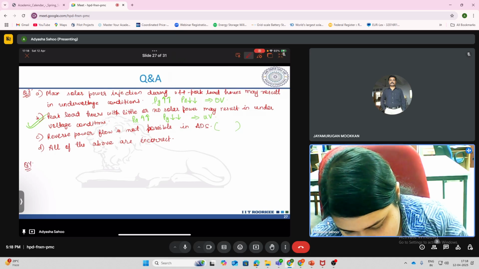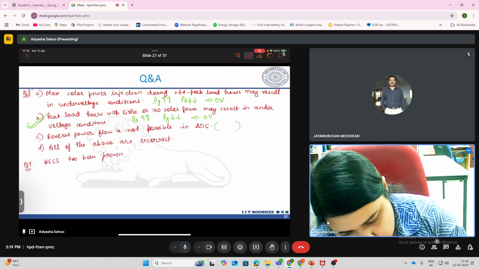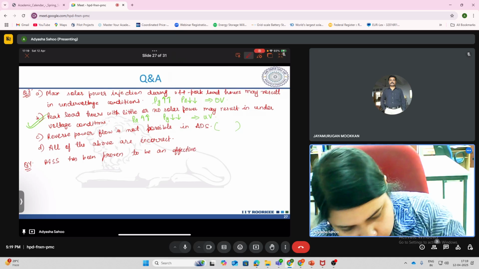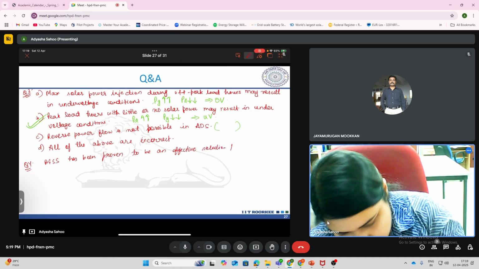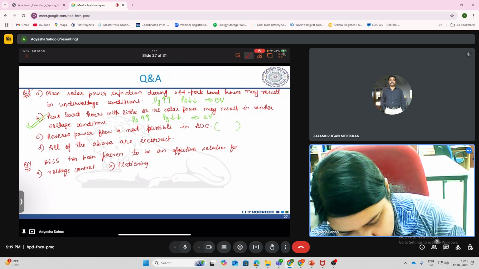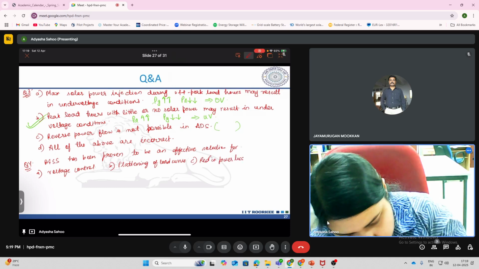The next is that battery energy storage has been proven to be an effective solution for voltage control, flattening of load curve, reduction in power losses, or all.